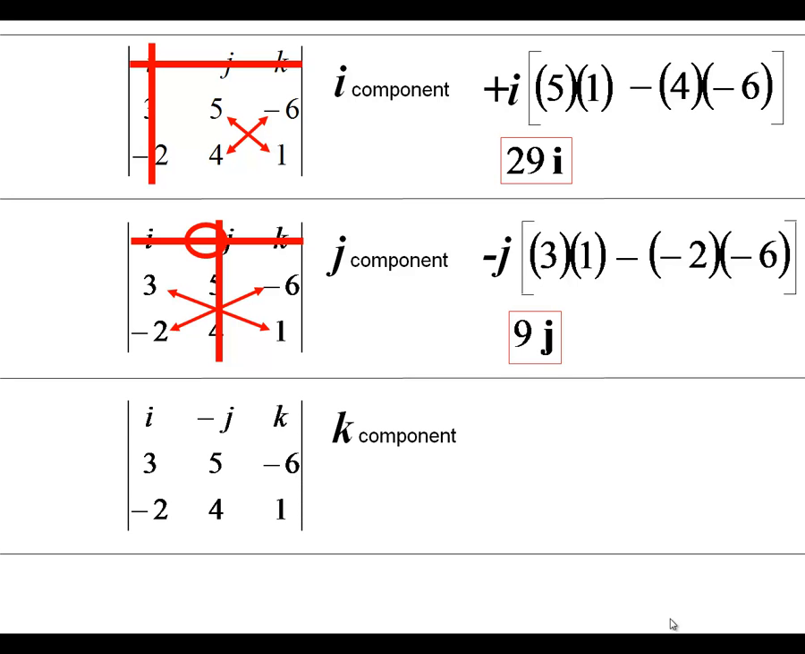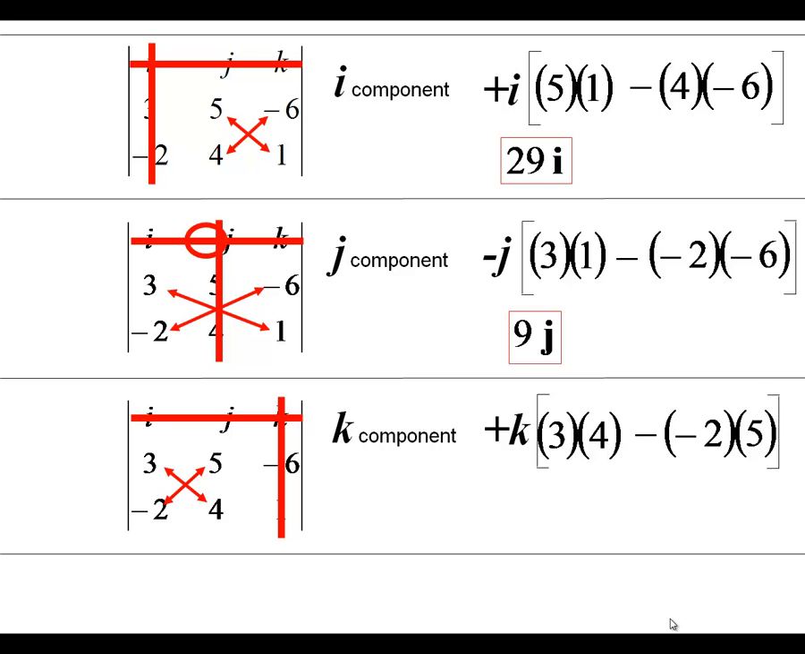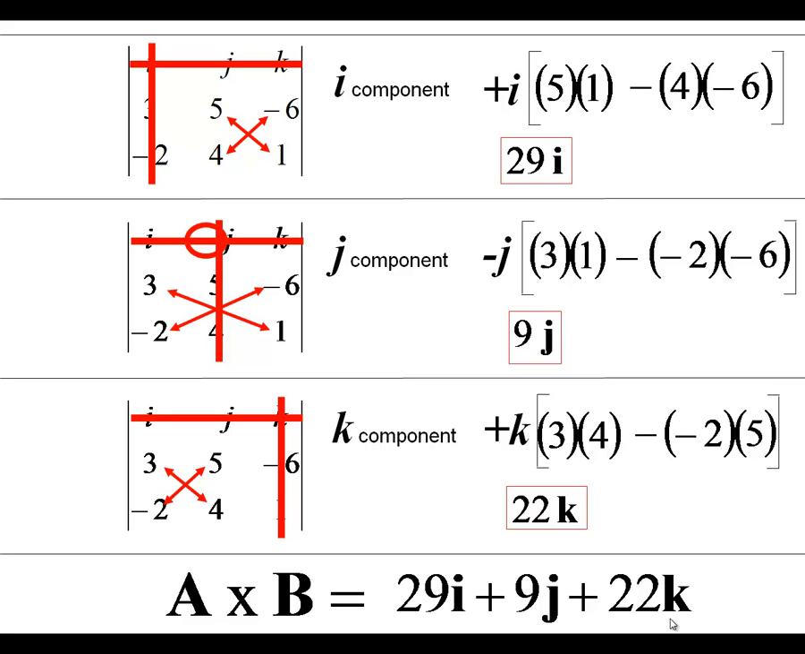The k component of the new vector comes from crossing out the k row and column and taking the determinant of that small 2 by 2. The 3 times 4, subtract the negative 2 times a 5. So the k component for this new vector would be 22k. So the a cross b then would have an i component of 29i, a j component of 9, and a k component of 22.